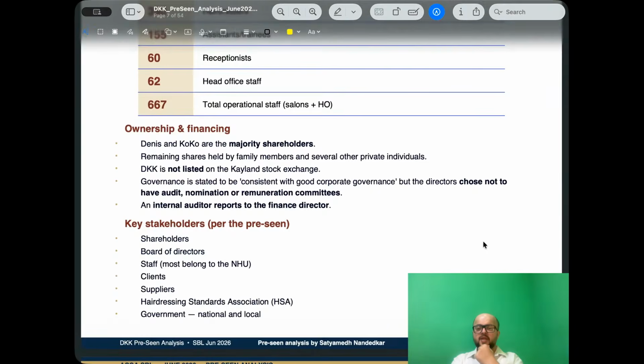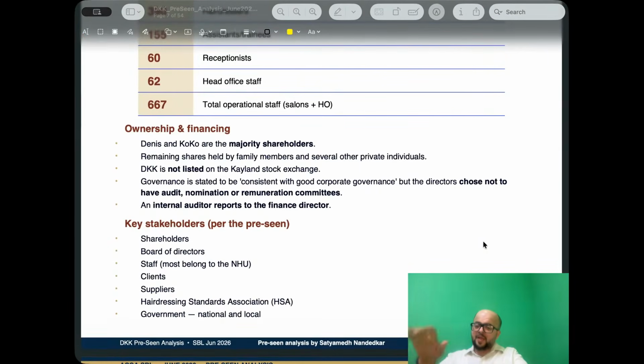Governance is stated to be consistent with good corporate governance, but the directors chose not to have audit, nomination, or remuneration committees. This is likely to be an issue later. How can you be consistent with good corporate governance if you don't have these basic committees? The internal auditor reports to the finance director.